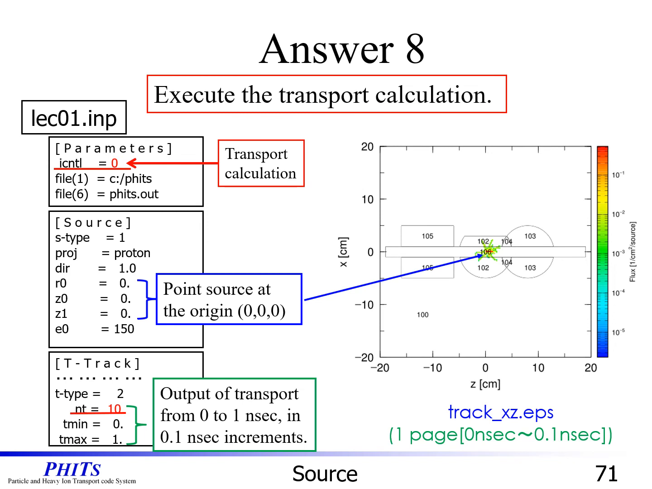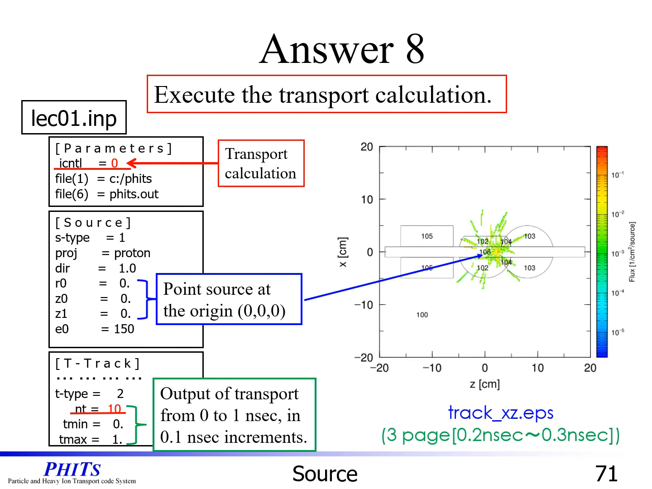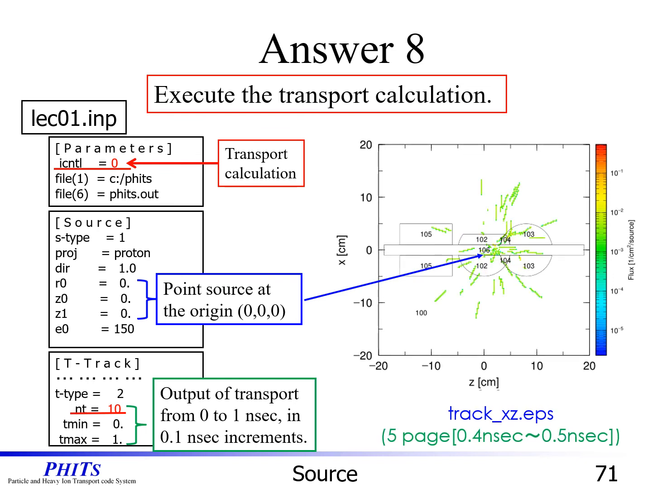This is the answer of exercise 8. This red line in track.xzfs means the trajectory of source proton particles. These protons were generated at the origin, and then moved along the z-axis. Their direction is +z, and the length of this trajectory is short because proton is a charged particle.